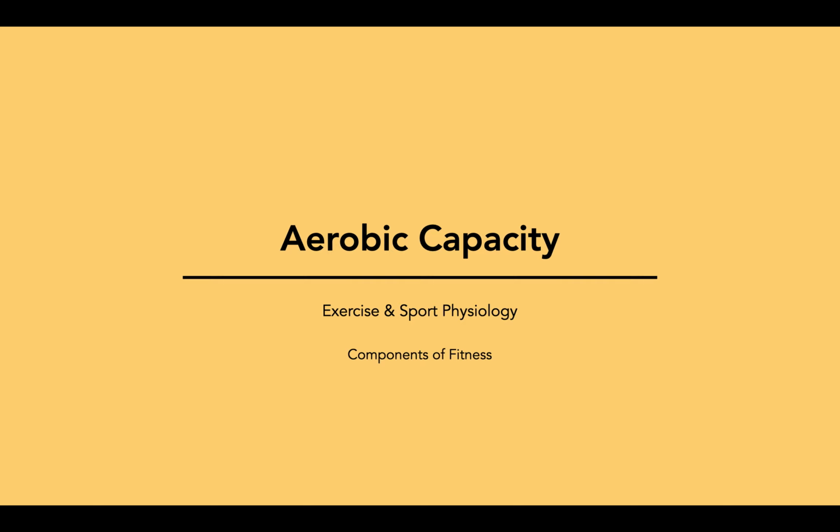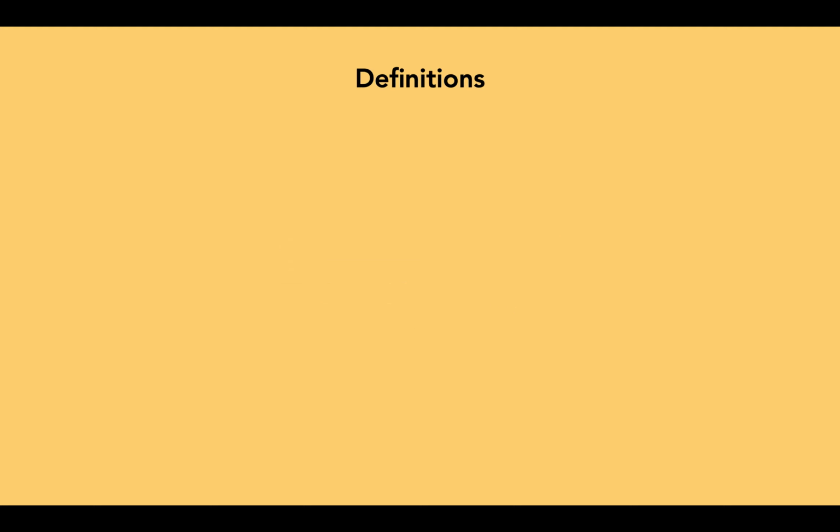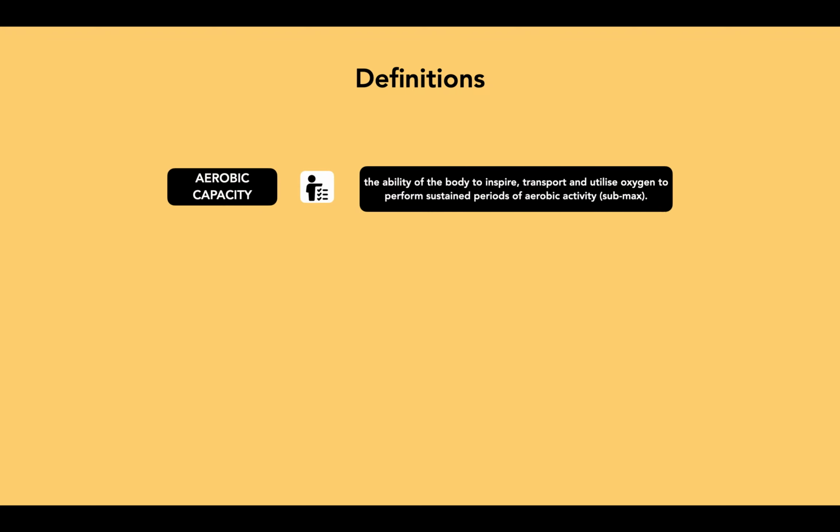Mr. Watson here, and in this video we're going to look at aerobic capacity and one of its key components, VO2 max. So let's start off with some definitions. Aerobic capacity: the ability of the body to inspire, transport and utilize oxygen to perform sustained periods of aerobic activity.